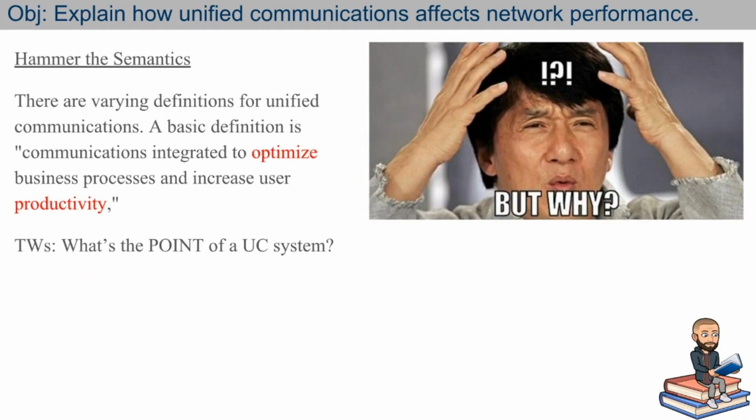So I know there are a variety of definitions out there for unified communications, but to keep things simple, let's say that a basic definition is this. It is communications integrated to optimize business processes and increase user productivity. Okay, so there are varying definitions for unified communications, but let me point out the point of it. Whatever the definition is, here's the reason they exist. Unified communications integrated to optimize business processes and increase user productivity.